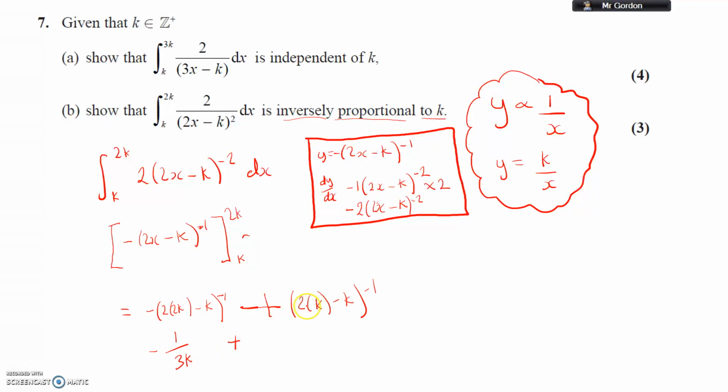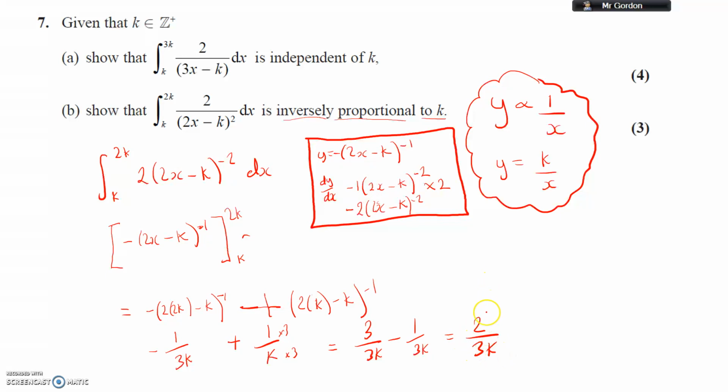Plus, this one is just 2k minus k, that's just going to be k to the minus 1, which is 1 over k. Add these together, well, we're going to have to multiply this by 3 to get a common denominator before I can add them together. The result of that, 3 over 3k minus 1 over 3k, is going to be 2 over 3k. Alright, that's the result that I've got there.